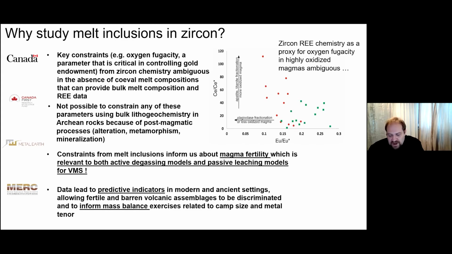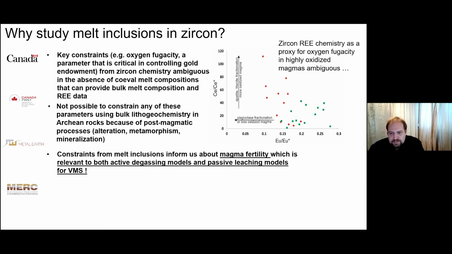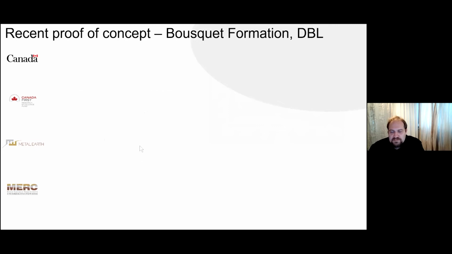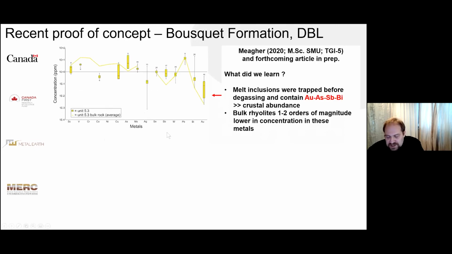So I'm going to provide just a brief highlight of an upcoming paper that's coming from our group at St. Mary's University. This was work done by Dan Marr, who was an MSc student funded under the TGI-5 initiative. Dan recognized silicate melt inclusions in quartz phenocrysts in the Bousquet Formation volcanics within the DBL camp. These inclusions demonstrated up to several orders of magnitude higher gold, arsenic, antimony, and bismuth than normal crustal abundances, and many orders of magnitude higher than the host volcanic rocks, as can be seen in this diagram here.